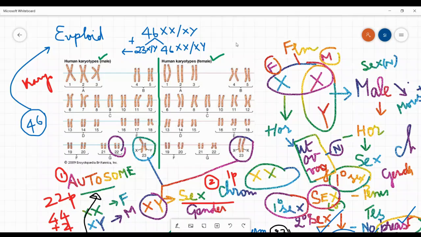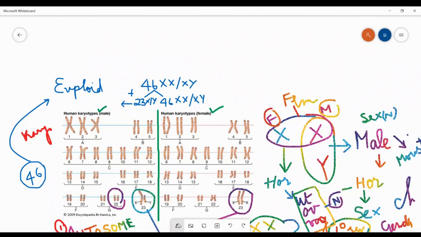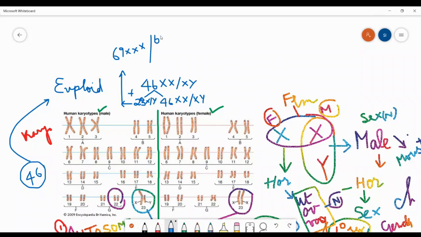what is called 46. So 22. So this is 69, 69 XXX slash 69 XYY, or other combinations of permutations of these two, XX and X, and all this can be added here. All this is possible.